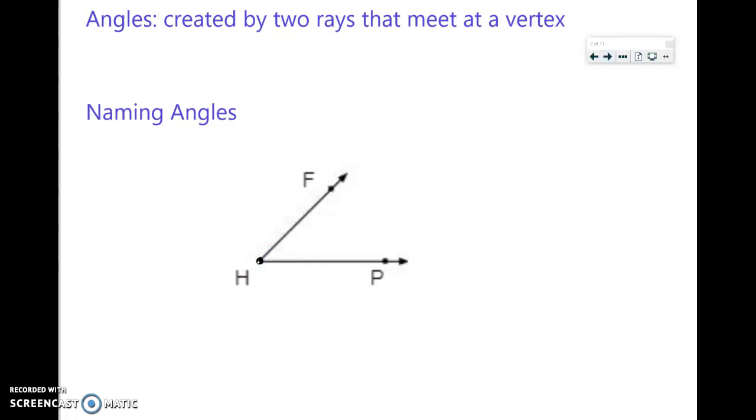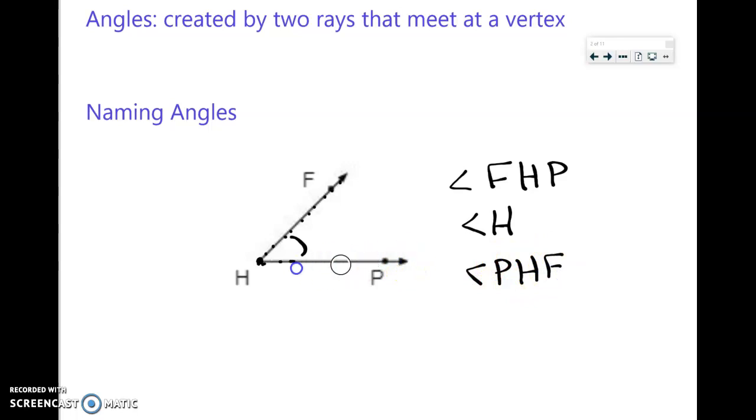There are 3 ways to name this angle. We can say angle FHP. Notice we go F to H and then H to P. That would mean that we're talking about this angle right here. Since H is a vertex of only one angle, we are allowed to call this angle H. And we can also call this angle PHF. All 3 of these mean the same thing. Notice H, the vertex, has to be in the middle when you are naming your angle.